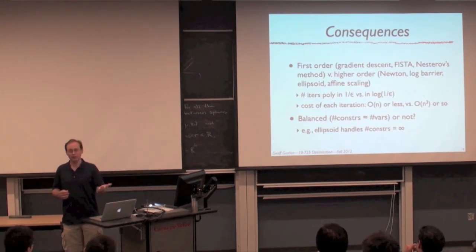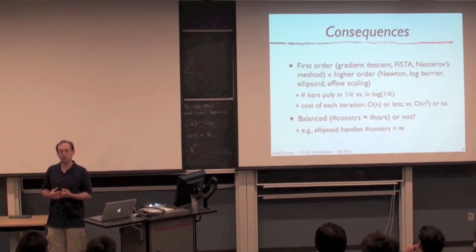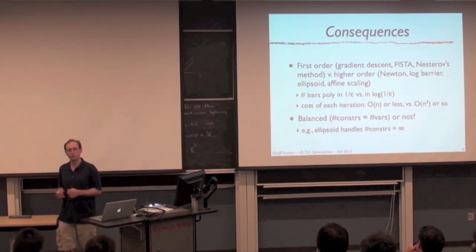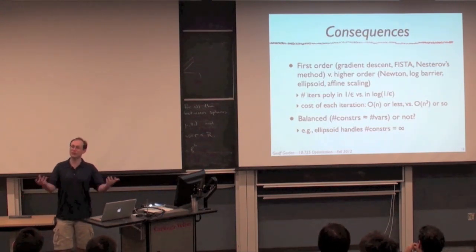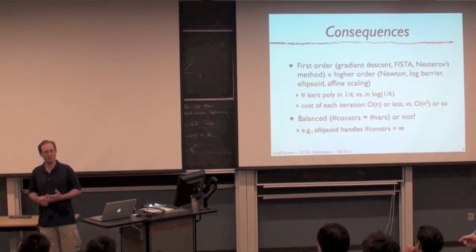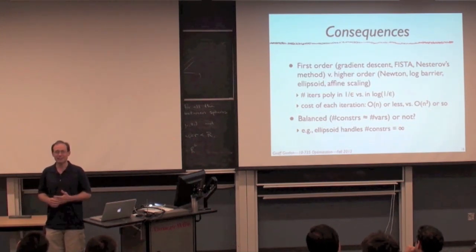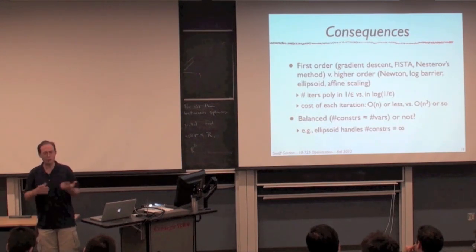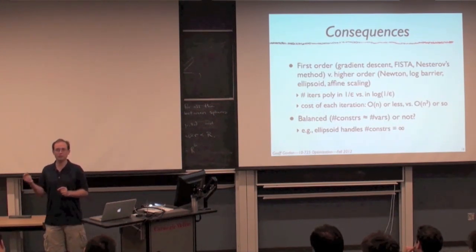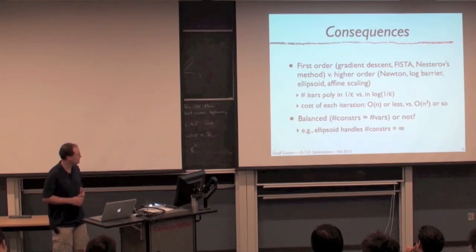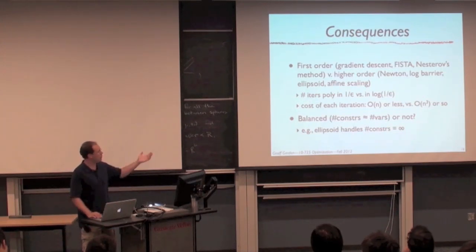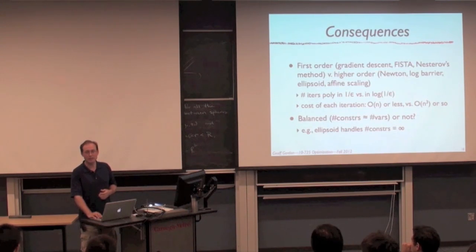If you have your problem balanced, number of constraints about equal to the number of variables versus not, that can affect your algorithm choice. So for example, the ellipsoid algorithm turns out that it can handle problems with infinitely many constraints as long as the number of variables is finite, right? And that's kind of cool, right? All you need is what's called a separation oracle, meaning that you can go and find a violated constraint if there is one for a particular solution. And so you can have infinitely many as long as you can find a violated one. And so, if you're stuck with infinitely many constraints, then you might be restricted in the number of algorithms you can apply.